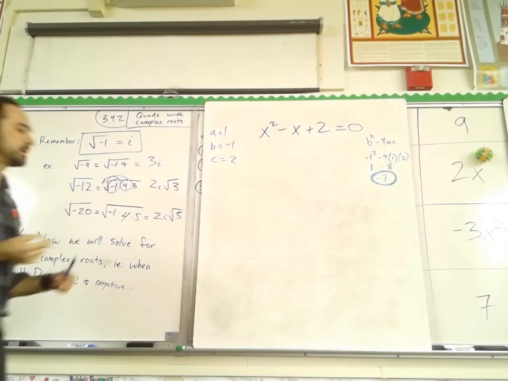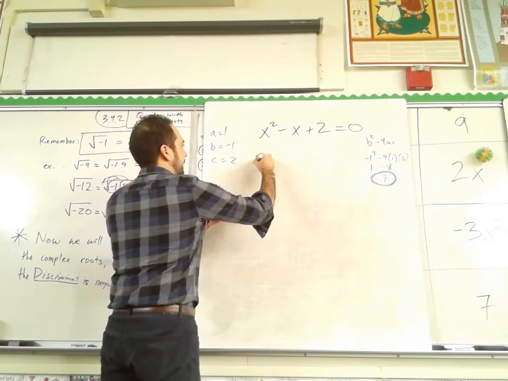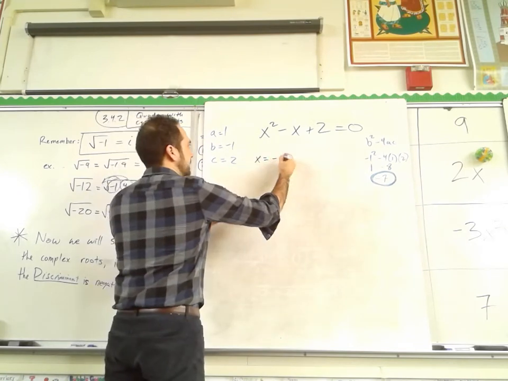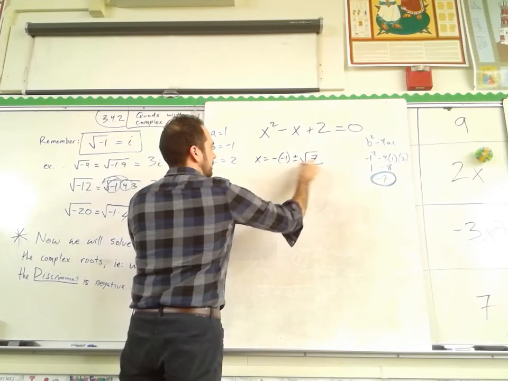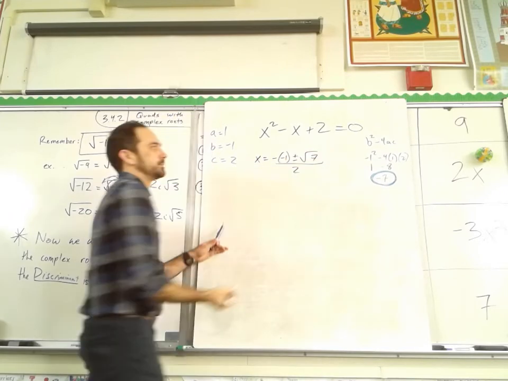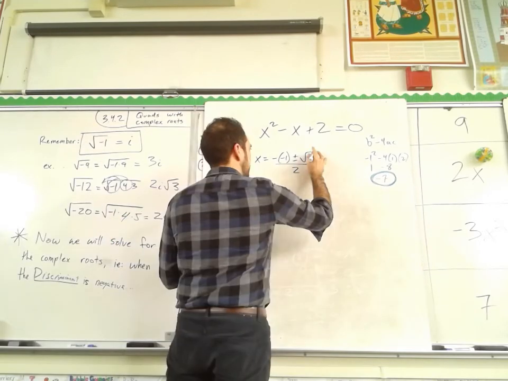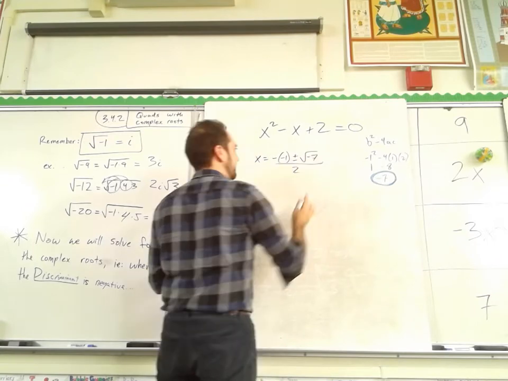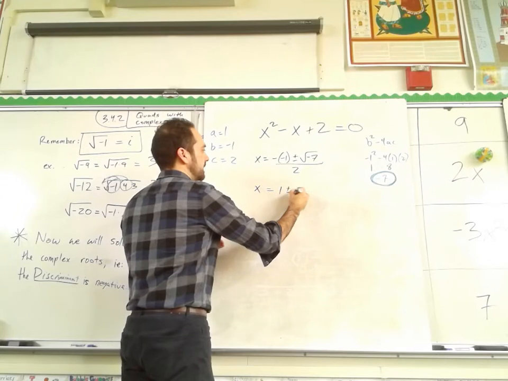All right, x is equal to -b plus or minus √-7 all over 2. So we get 1 plus or minus √-7 over 2.